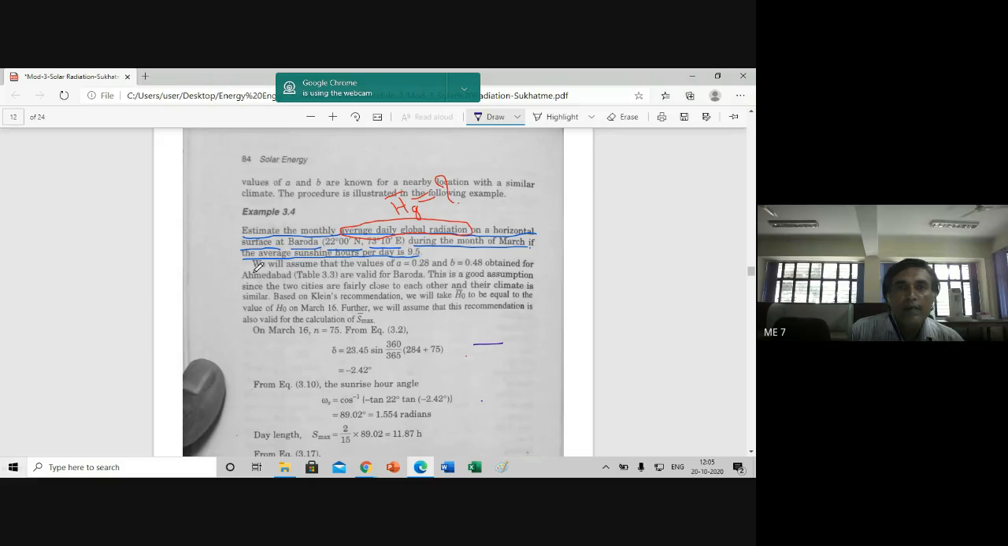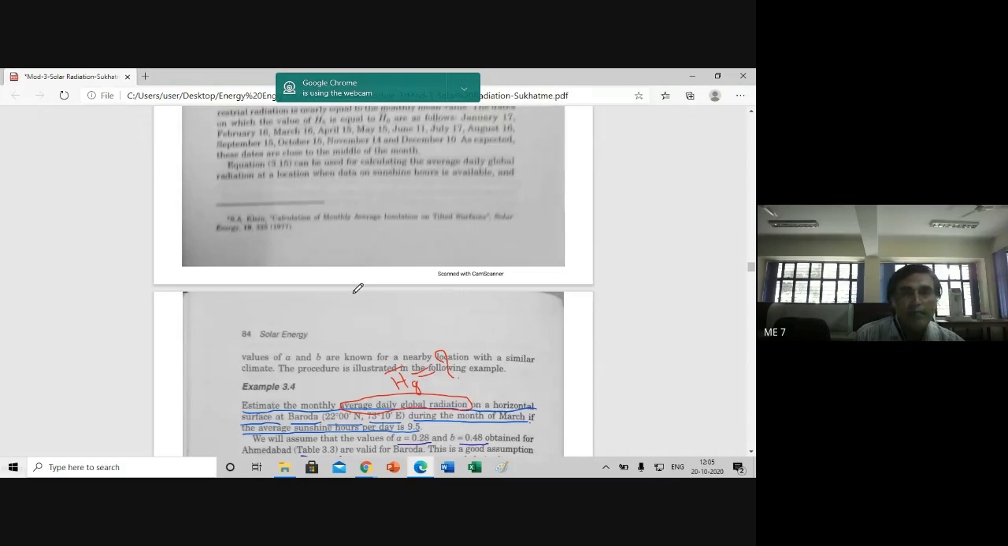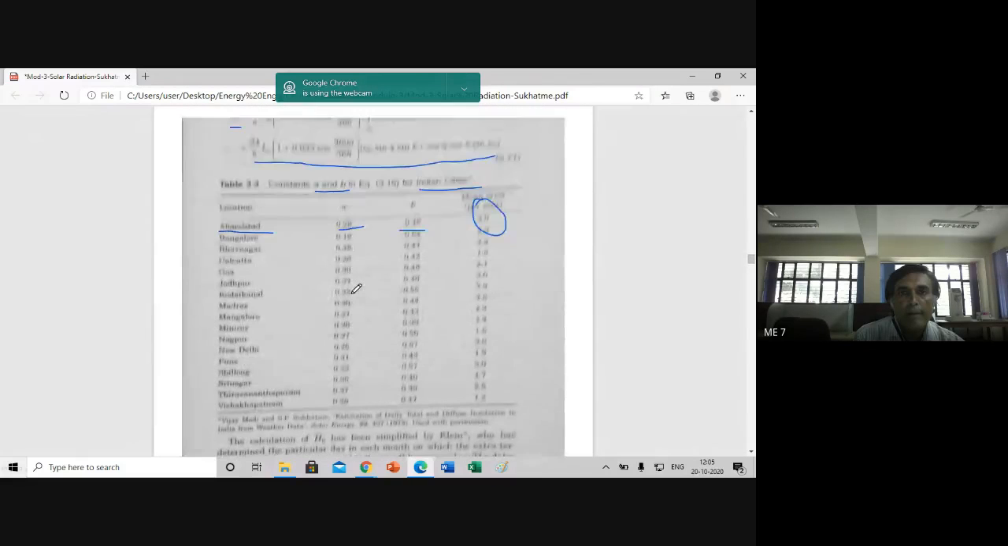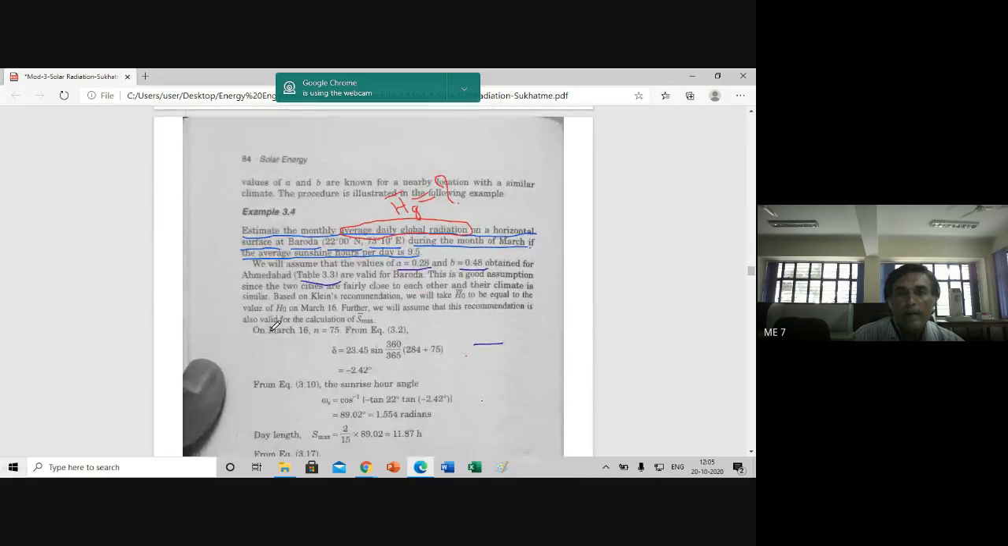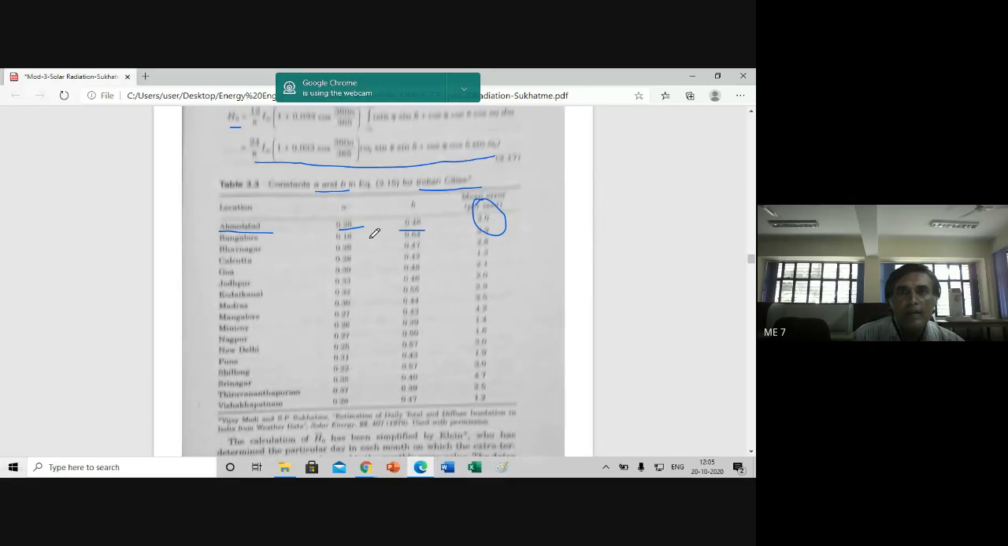We will assume the values of A is equal to 0.28, B is equal to 0.48. From where have we obtained these? From table 3.3. Where is that table 3.3? I'll be showing. This value, and this value with correction, 0.3 or 0.48, roughly this value can be assumed.